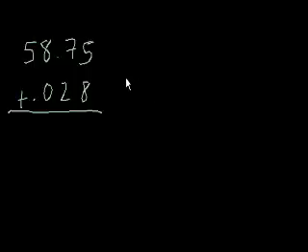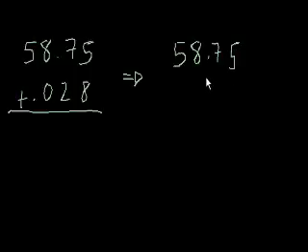The first step is line up the decimal points. When you're doing addition with decimals, the number one step is line up the decimal points. So let's line up the decimal points. So we can just rewrite that top number again, 58.75. And now let's rewrite the bottom number so that the decimal points line up. So we'll put the decimal points right below it, and it's 0.028.